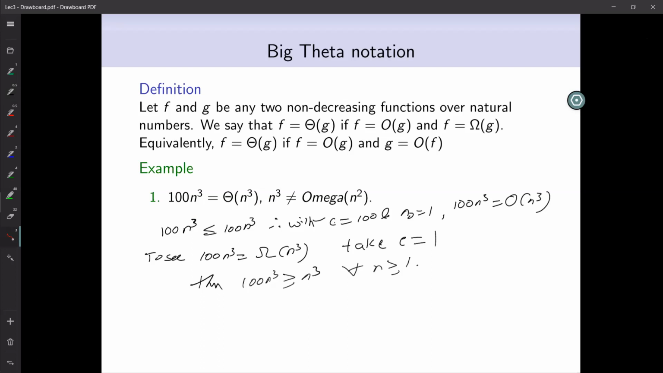Whereas you can see that, oh sorry, this again should be theta. This should be theta n square. So you can see that n cube is not theta of n square. Why is that? Because n cube is not big O of n square. But n cube is omega of n square. It's not big O of n square. So hence it fails.